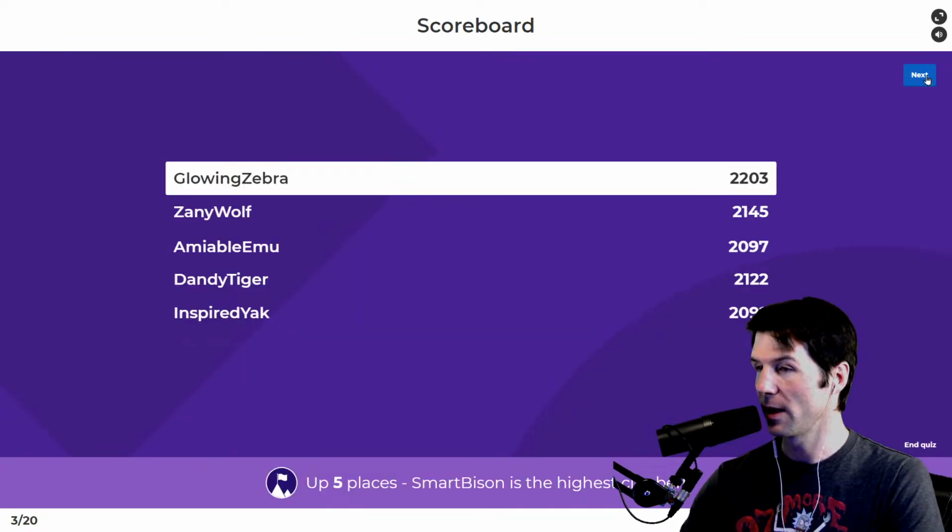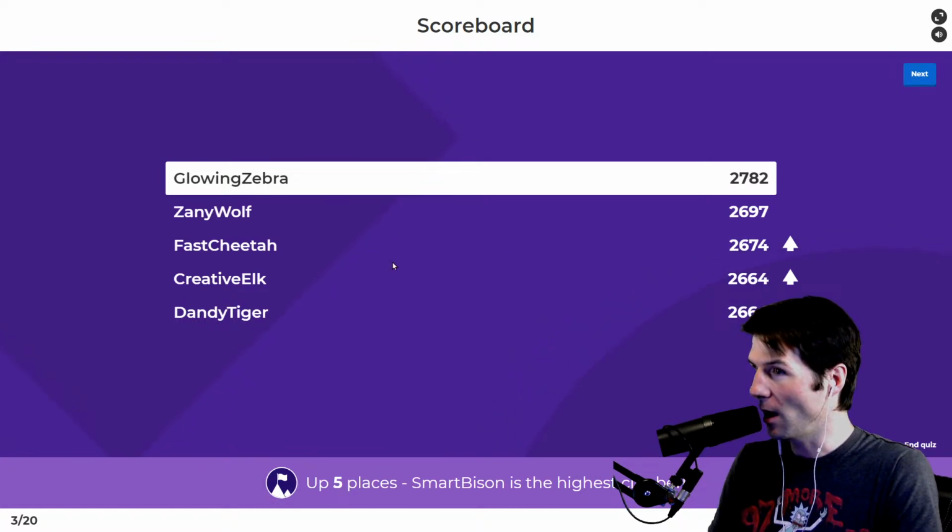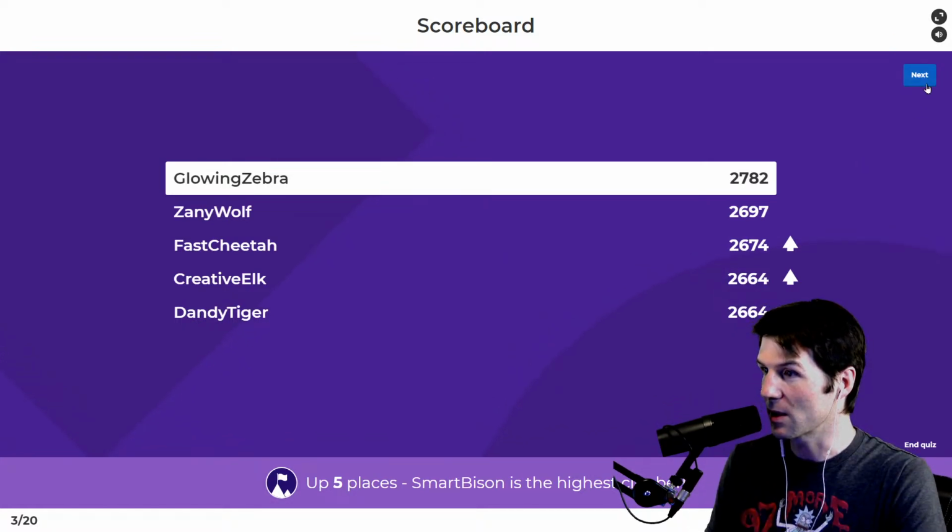Okay. Who's in the lead right now? Glowing Zebra. My gosh, but Fast Cheetah galloping up to the lead right here. Let's find out the next question. Who's going to win?